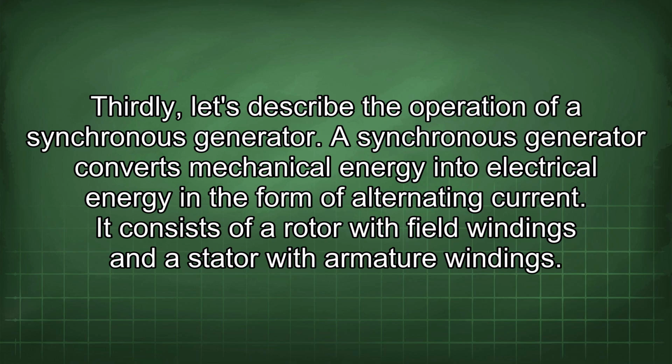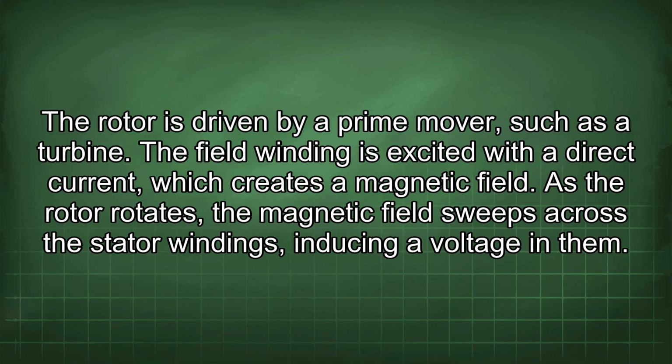Thirdly, let's describe the operation of a synchronous generator. A synchronous generator converts mechanical energy into electrical energy in the form of alternating current. It consists of a rotor with field windings and a stator with armature windings. The rotor is driven by a prime mover, such as a turbine.